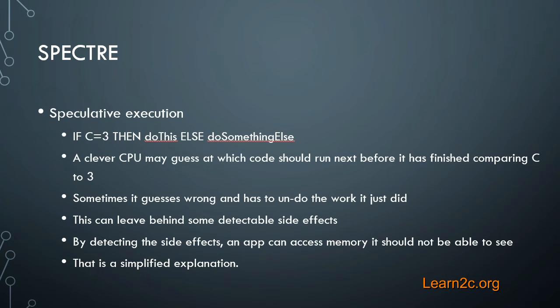However, sometimes it will guess wrong, and when it guesses wrong, it has to go backwards and undo the work that it just completed. This can leave behind some detectable side effects. By detecting those side effects, an app can actually interpret what is being stored in some parts of memory that it shouldn't be able to see. Okay? So that's basically a simplified explanation of what's going on here.